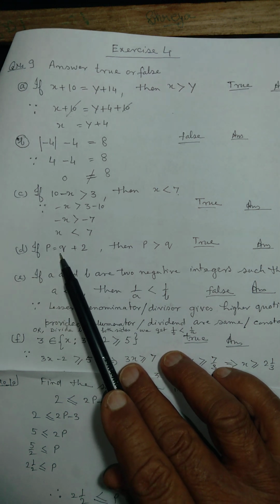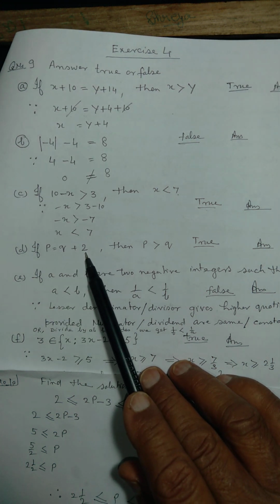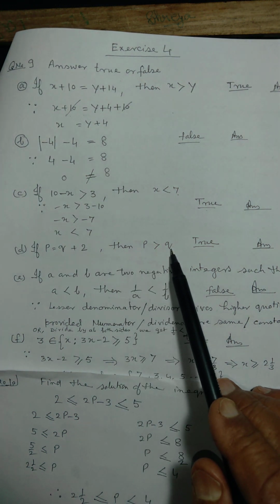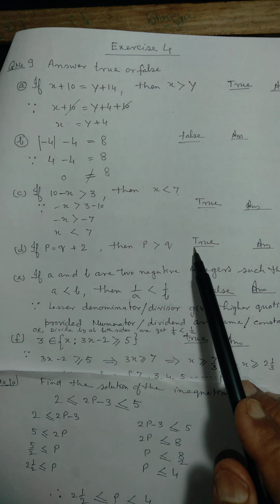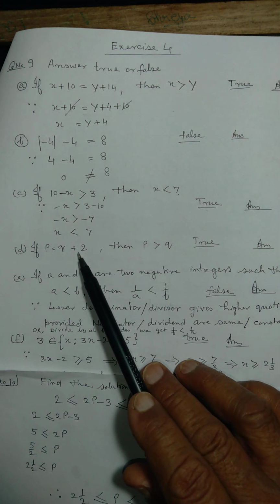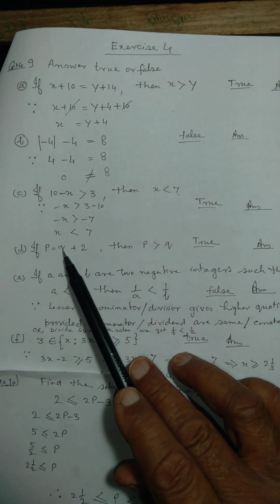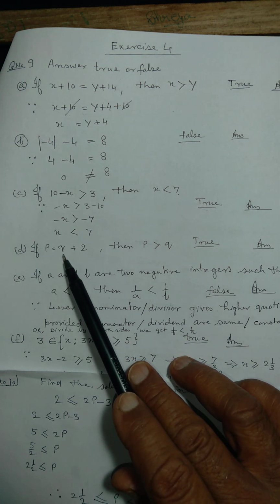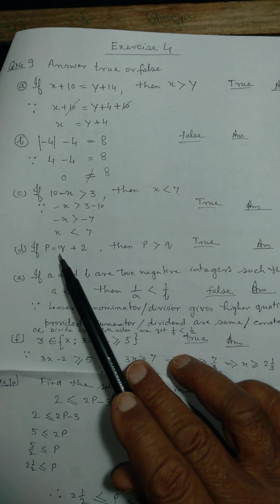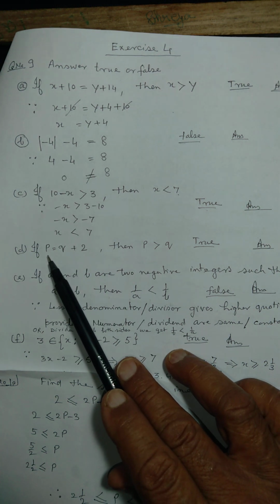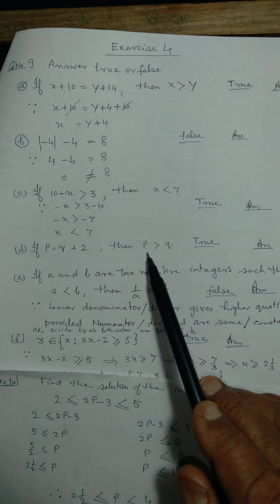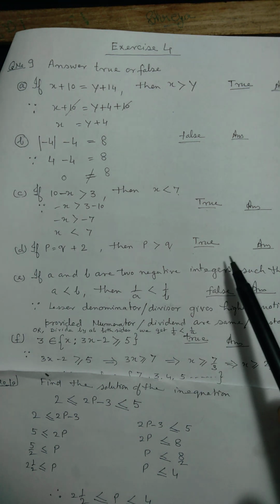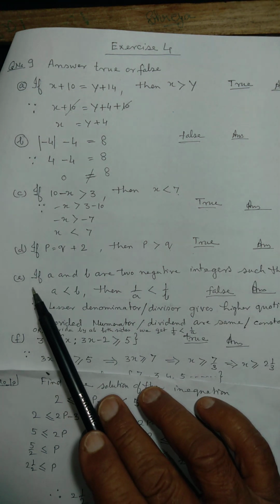If P is equal to Q plus 2, then P is greater than Q. True. Why is it true? Because Q alone is not equal to P. Once 2 is added to Q, then it is equal to P. Therefore, P is greater than Q. So it is true. Now E part.